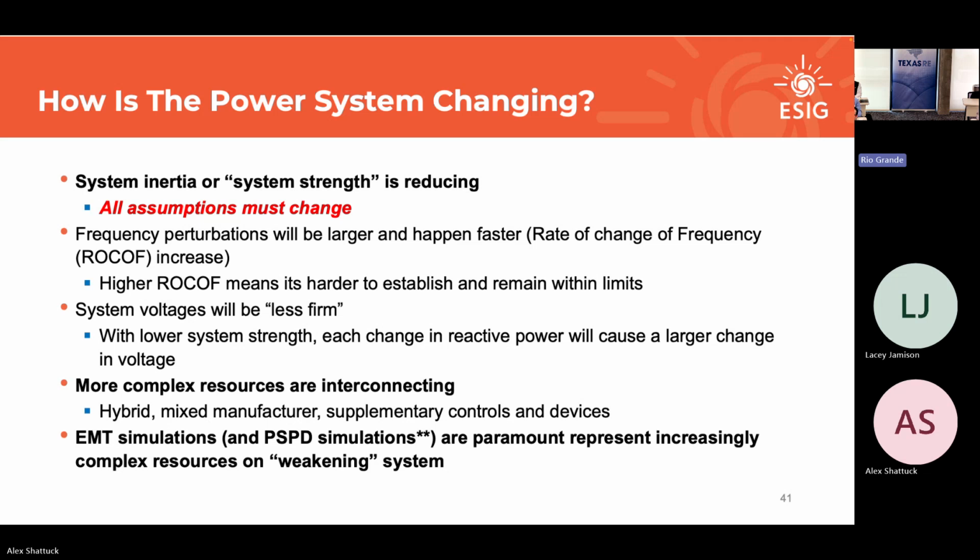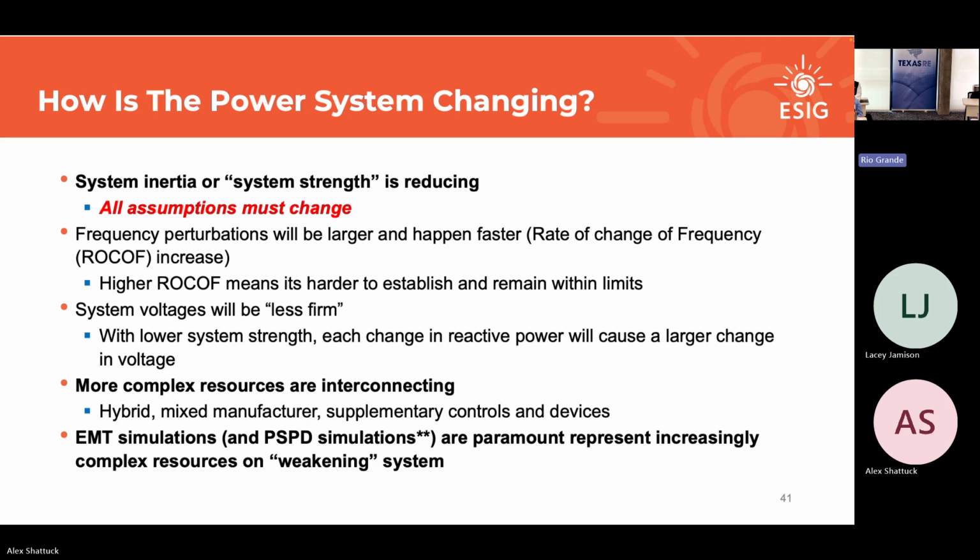Those are my words to explain it, which means that basically if you're in a lower system strength, for every change or MVAR of reactive power you put into the system, the voltage will change more, right? There's less resistance to what you're doing, which means that errors in controller tuning will have a bigger effect, right? One MVAR of error in a strong system is much less of a disturbance than one MVAR in a really weak system, just for example. So the EMT simulations are really, really paramount for representing complex resources on a weakening system.